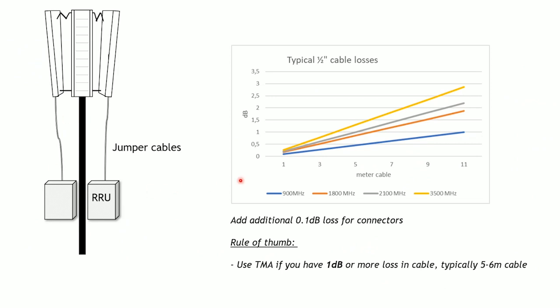So typical jumper loss we can see here, and if we add the additional 0.1 dB for the connectors, we can see that 1 dB happens quite early. It's around 3 meters here with the jumper loss, with the connector loss, 3 meters for 1800, and 5 meters for 3.5.